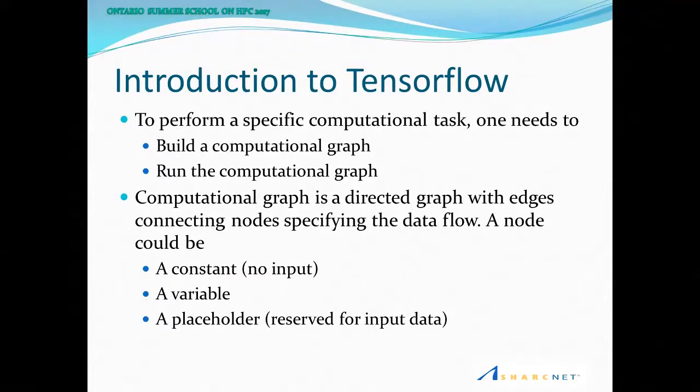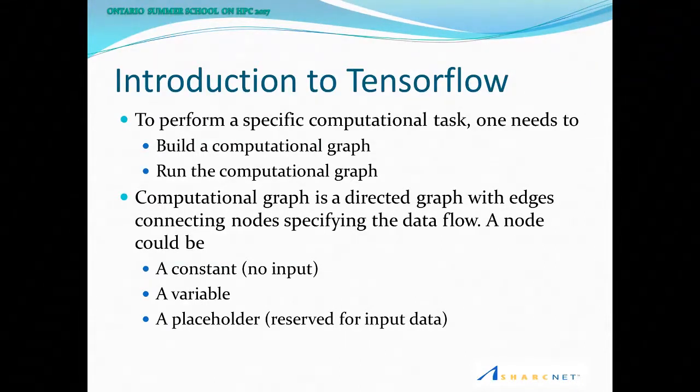So when a user uses TensorFlow to tackle a deep learning problem, the first part is to specify the task, or to construct a computational graph or neural network. The second part is to run the graph, and the graph is a directed graph with edges connecting nodes. So it's basically just like the neural network we defined before.